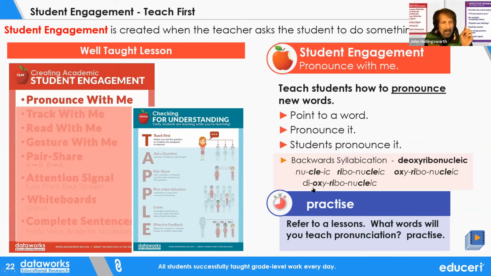Oxyribonucleic. Okay, the next one. Deoxyribonucleic. Your turn. Deoxyribonucleic. Now let's read it all together. Ready? Deoxyribonucleic. Can you read that word to your partner twice? Go ahead.